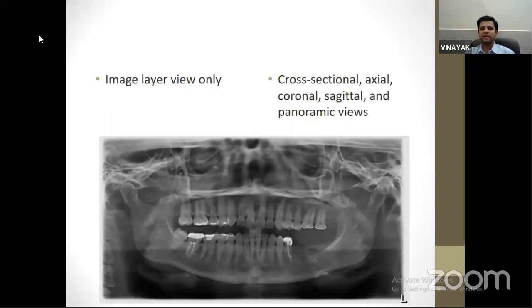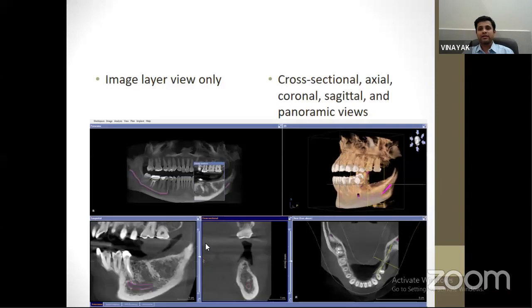Second thing is, in OPG, we get to see only structures which lie in a focal trough. Only the structures in this focal trough are clearly seen in an OPG. Structures outside the trough are not clearly seen. But in CBCT, the advantage is we can draw our own focal trough. We can adjust the thickness of the trough to incorporate the structures outside it, and we can see it in all three planes. Like here, we are seeing from the side, from behind, and from above. So we can adjust what we want to see. That is another advantage.